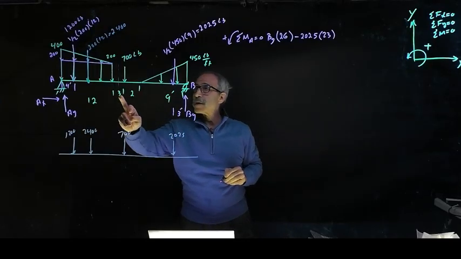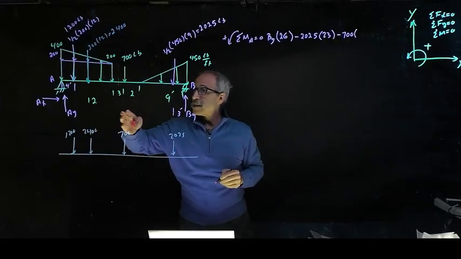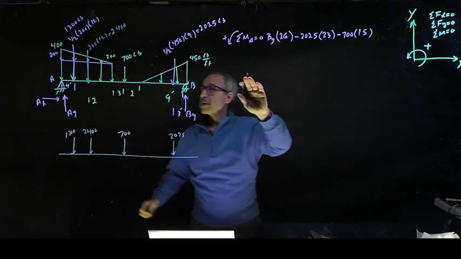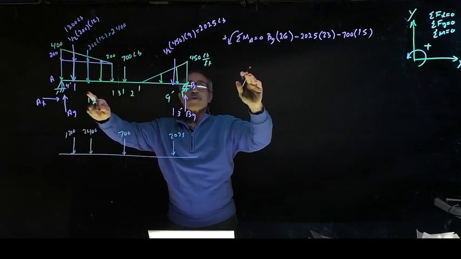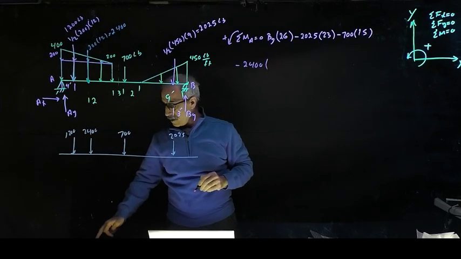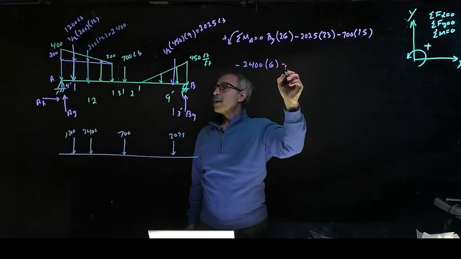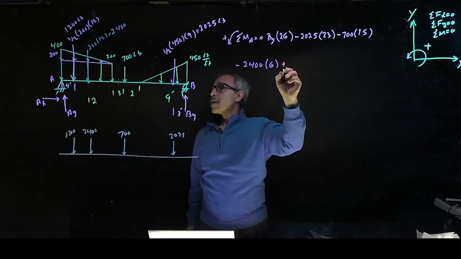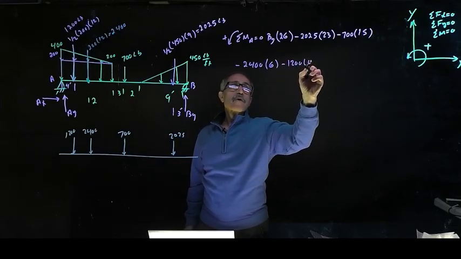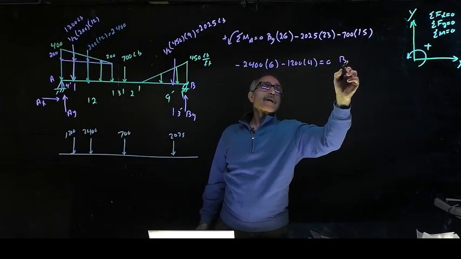Okay, and then the next one is minus 700, and that's going to be 3 and 12 is 15. And the next one is going to be this one right here, minus 2400 times 6, and minus 1200 times 4 equals 0, and we're going to get our By come down to B.